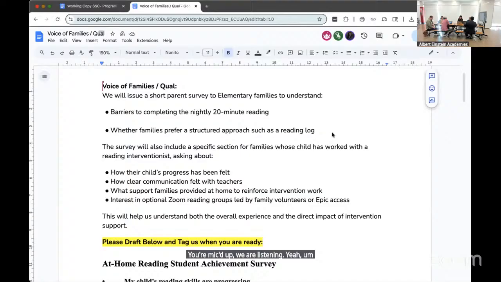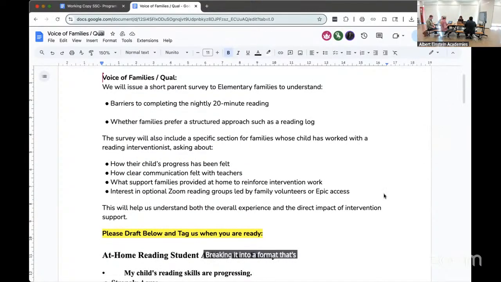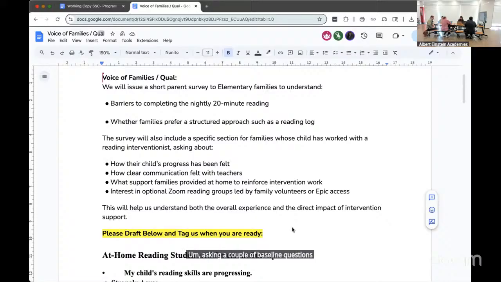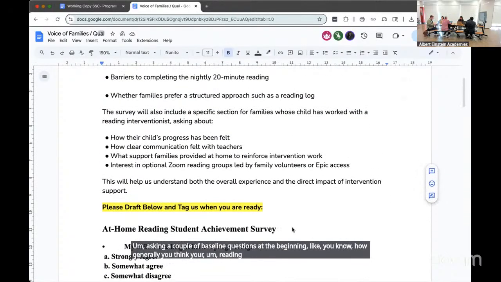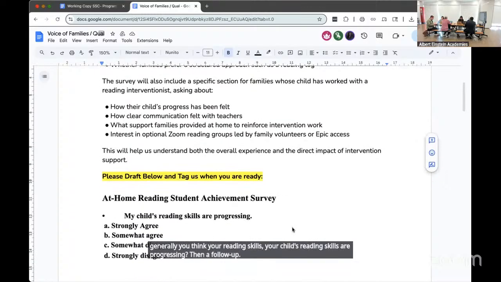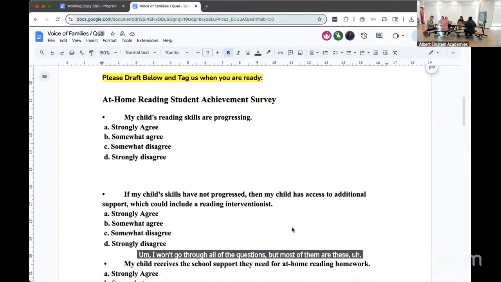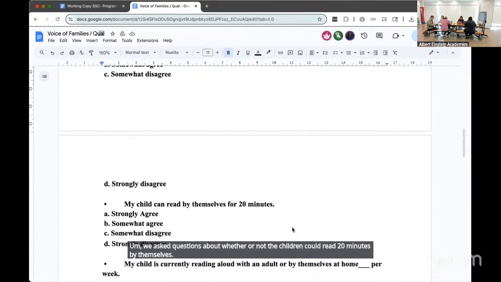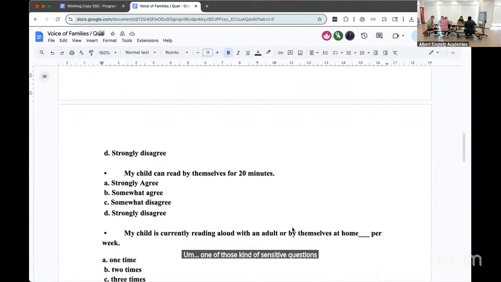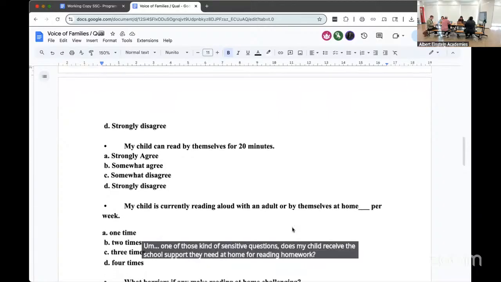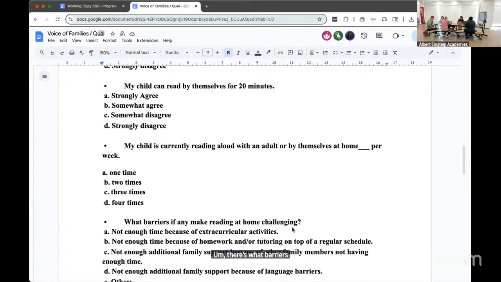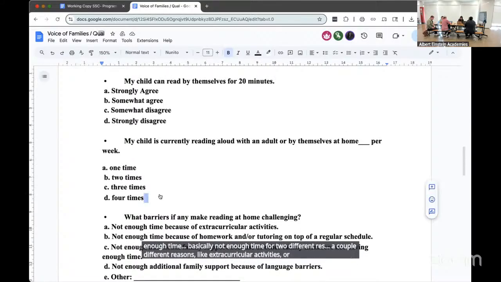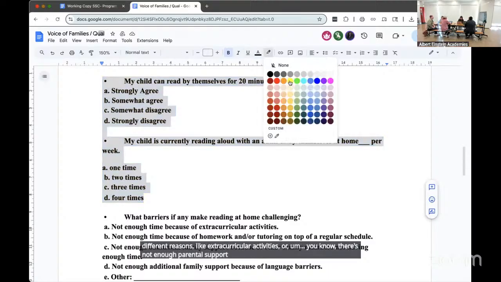Yeah. So just breaking it into a format that's easy to answer, using a strongly agree to strongly disagree scale. Asking a couple of baseline questions at the beginning, like how generally you think your child's reading skills are progressing. Then a follow-up. I won't go through all of the questions, but most of them are these strongly agree, disagree. We ask whether the children could read 20 minutes by themselves. One of those sensitive questions: does my child receive the school support they need at home for reading homework? There's what barriers. We've done a multiple choice here, basically not enough time, for a couple of different reasons, like extracurricular activities, or there's not enough parental support. That might be another sensitive question.